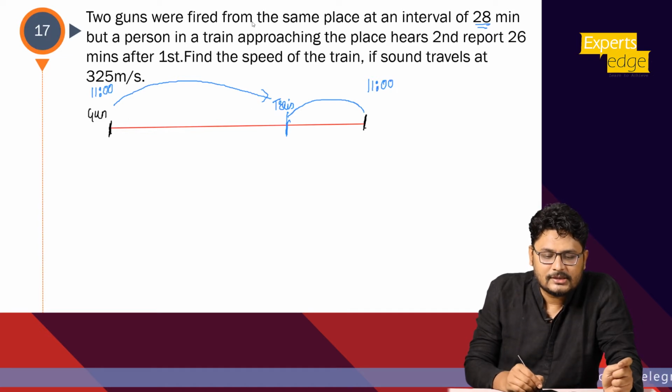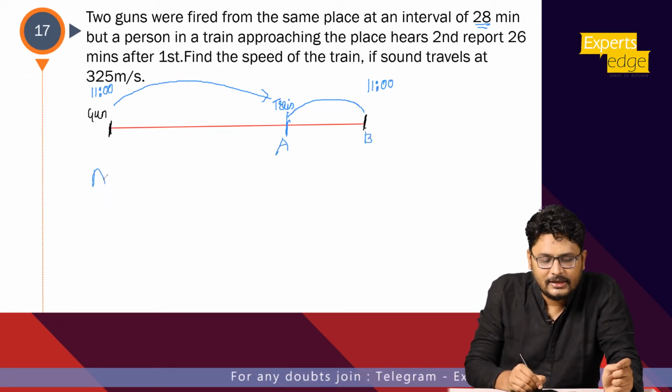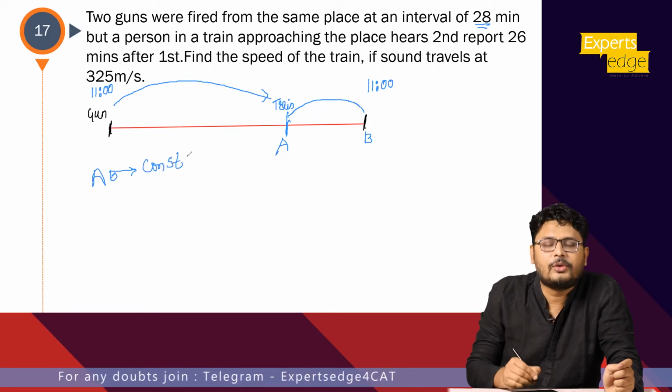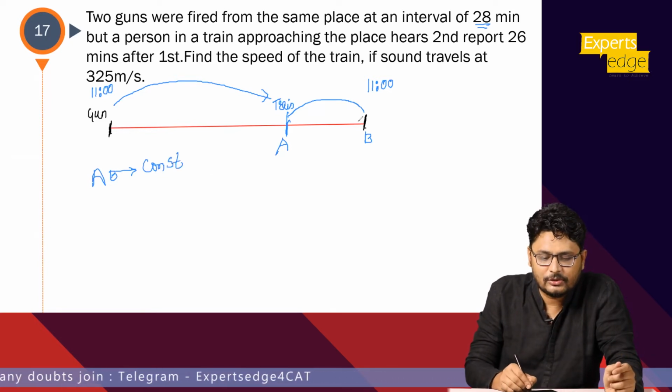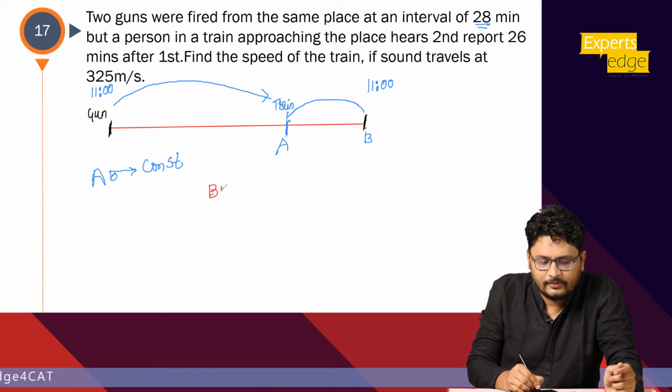Now let's say this distance is AB, this point A and this point B. I'll take the AB distance as constant. So if my AB distance is constant, then speed is inversely proportional to time. Just pay attention here. This is the bullet and this is the train. Now concentrate on the AB distance only.